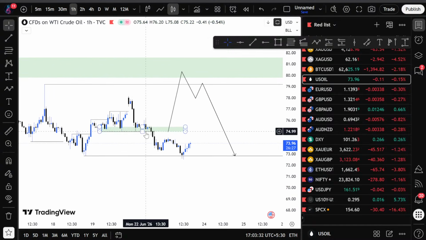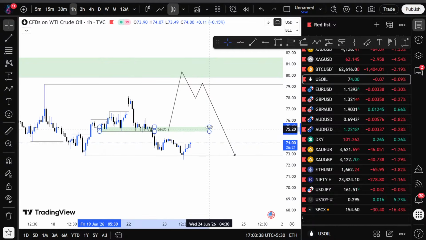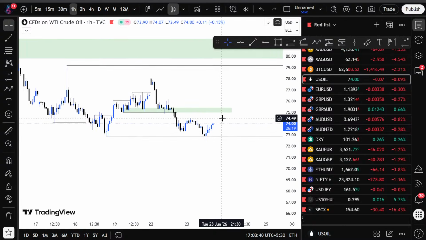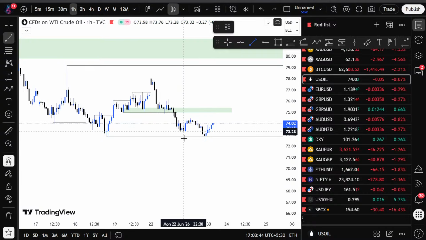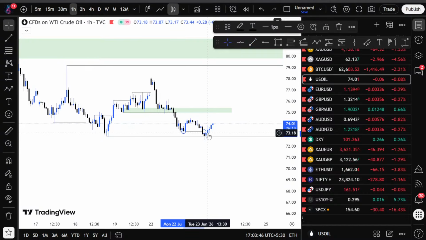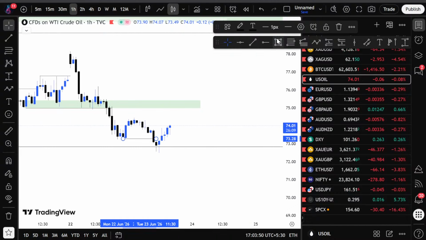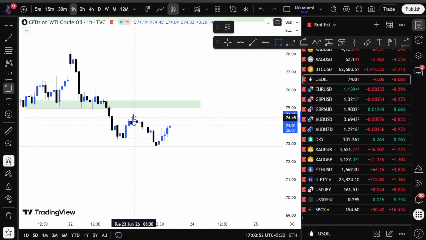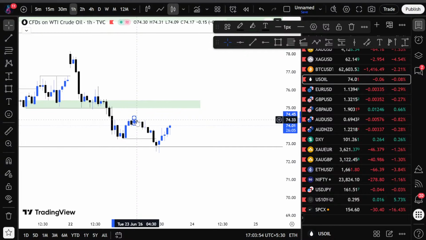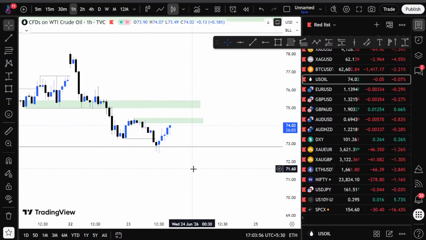Oil did not hold this area, and had a change of character. So if we get a test of this area, it would be better to short. Target will be this one again. On the 1 hour time frame, this is your breakout structure. Price is already above it. So this is your second short zone, from where you should be watching for a short entry.